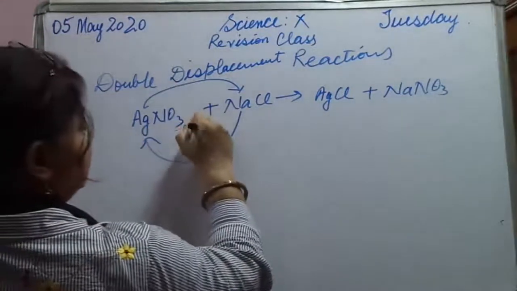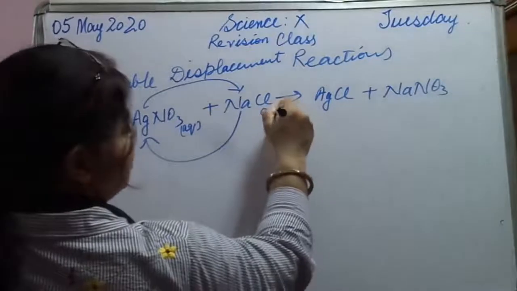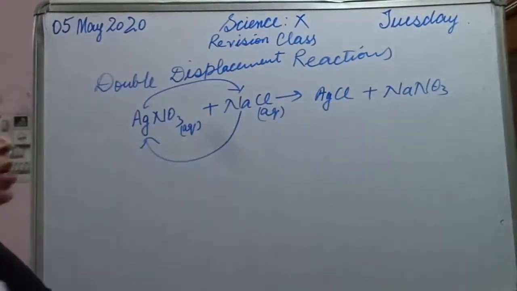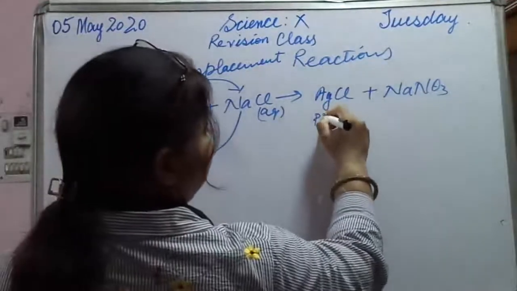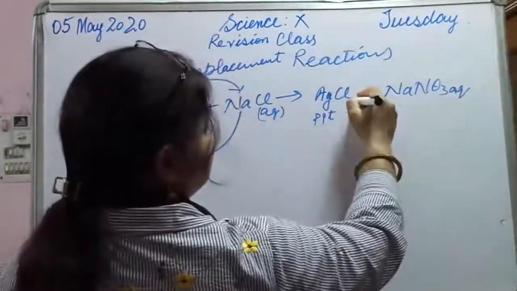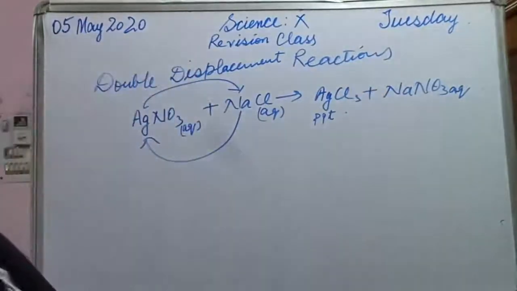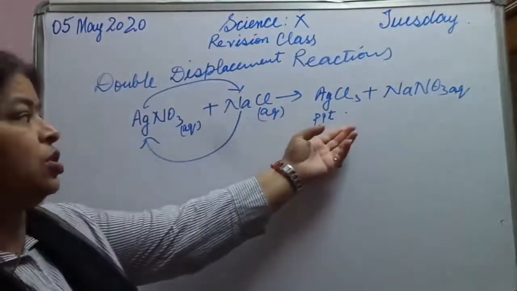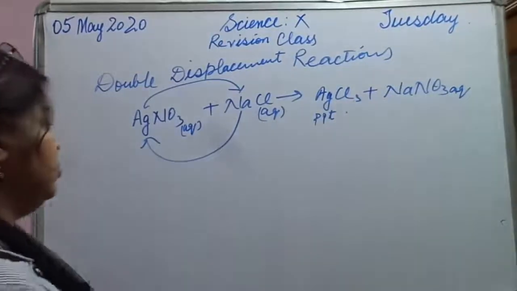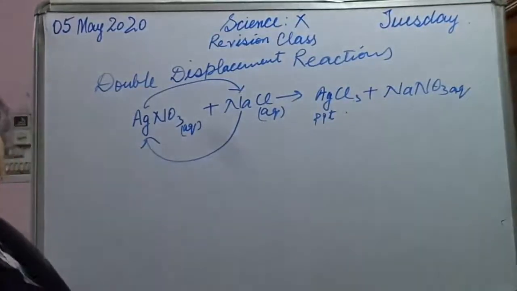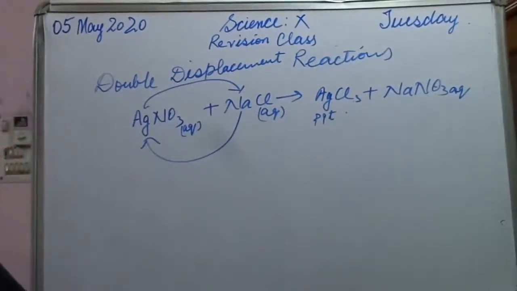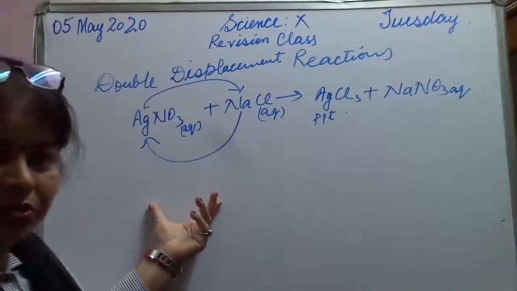And remember that they need to be in aqueous condition, otherwise the reaction won't take place. This will be a precipitate formed, and this will again be in aqueous condition. This is solid because it is a precipitate, silver chloride, and sodium nitrate. Okay, then the reaction that is commonly done when students are performing in the laboratories.